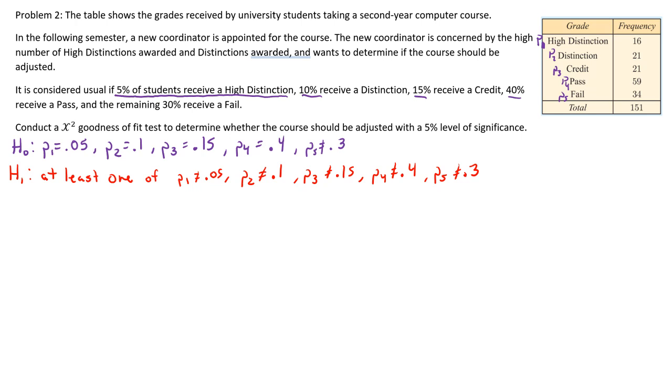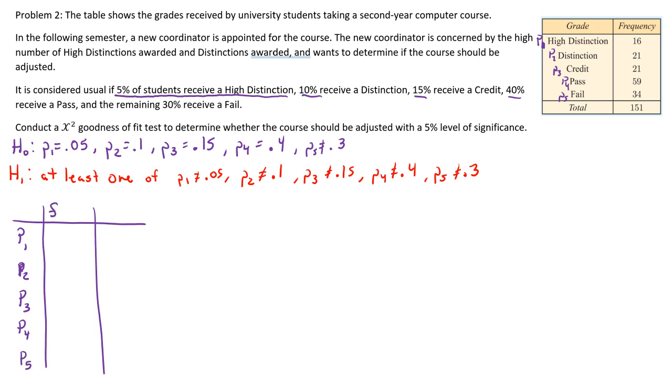So we need to create our table that illustrates our observed and our expected frequencies. So I'm going to go over here and make a little table for us. So this is my P1, my P2, P3, P4, P5. This is going to be the frequency of the observed, the frequency of the expected. Now the observed is over here. They show it to us. So 16, 21, 21, 59, 34.